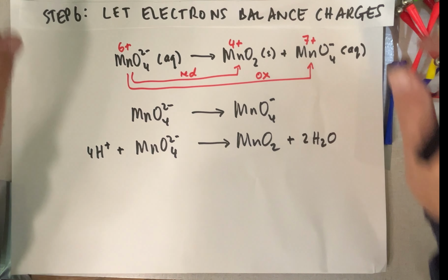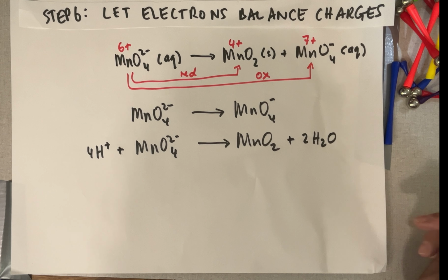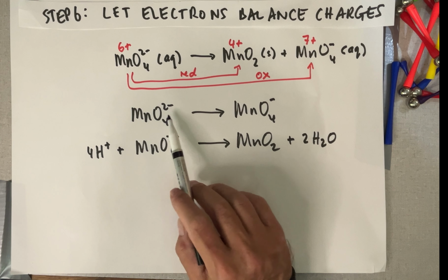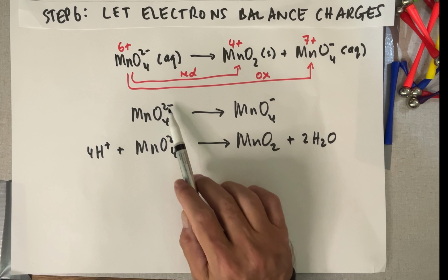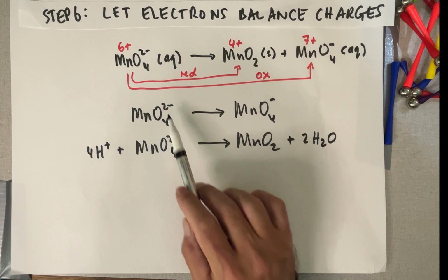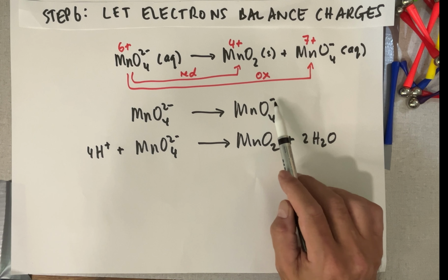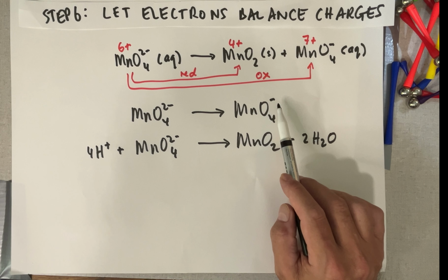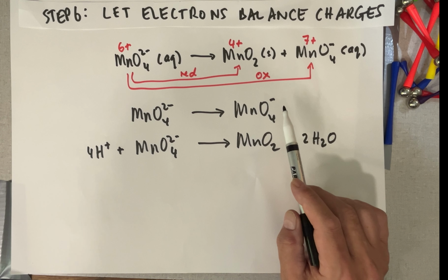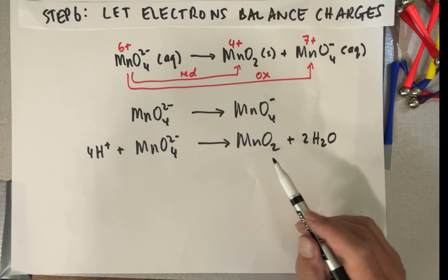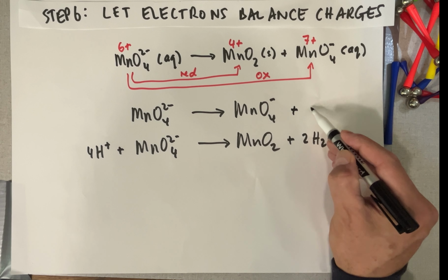Step 6. Let all the electrons balance the charges. So the charges in the first half reaction, on this side you have 2 minus, and on this side you only have 1 minus. And the electrons are always added on the more positive side. So here you need 1 electron.